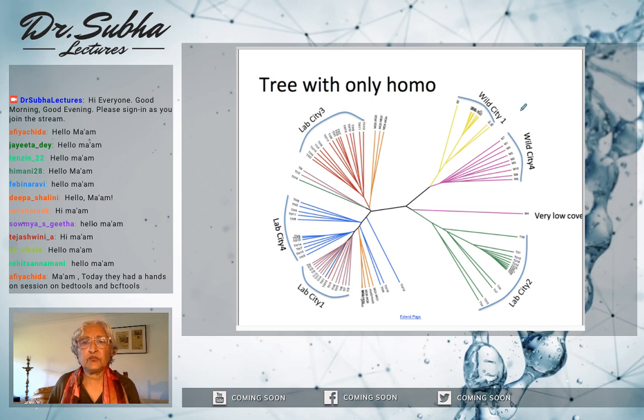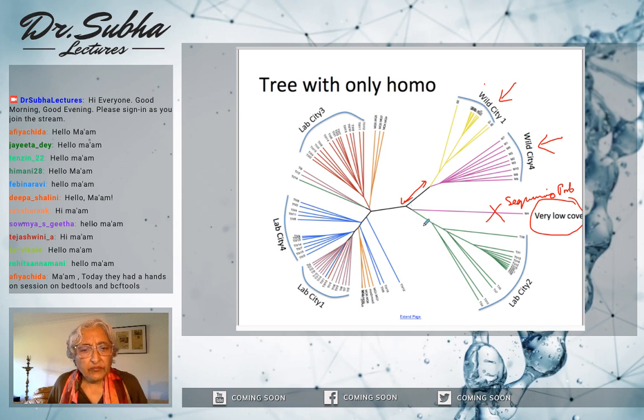And so nicely now you see the wild ones from city 1 and from city 4. And this distance tells you the distance of these two wild ones from the rest of them. Of course, there is one magenta one here, just because it had very low coverage. So it was a sequencing error. Okay, because of a sequencing problem. But the rest of them are nicely going there.